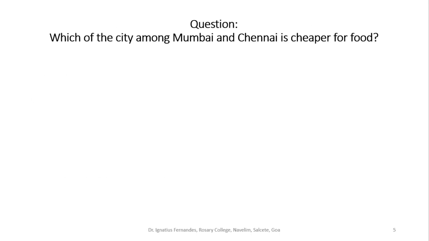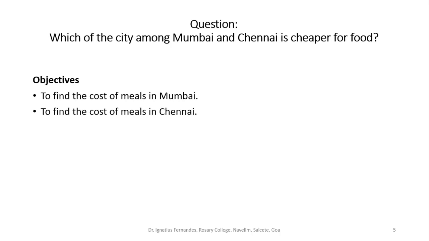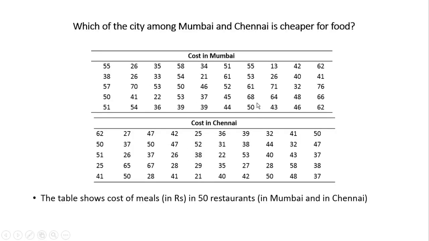So the question here is, which of the cities among Mumbai and Chennai is cheaper for food? Based on this, my objectives are, I want to find out the cost of meals in Mumbai, I want to find the cost of meals in Chennai, and then I want to compare the cost using appropriate statistical tools. So I have a question, and based on that I have objectives. So what I do is I collect a sample. So I take a sample from Mumbai.